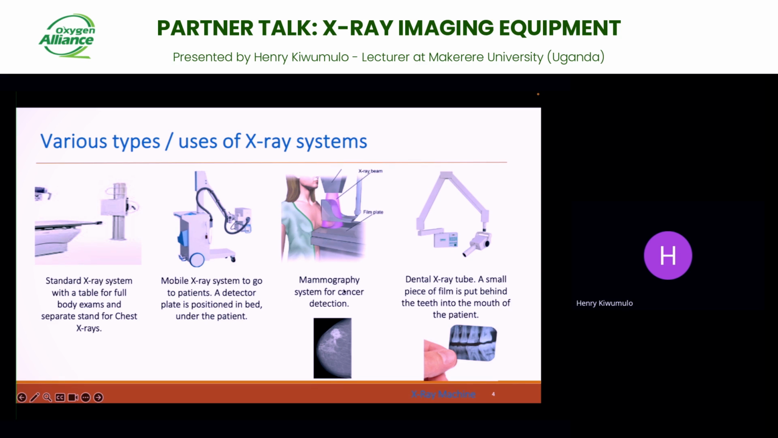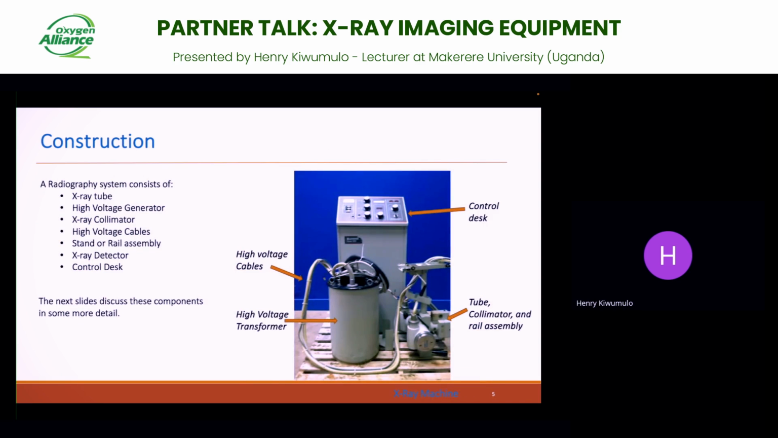We have the mammography systems. These are normally for scanning the breasts and sometimes for cancer. Then, of course, we also have the dental X-ray types, where a small piece of film is put just behind the teeth into the mouth, and then you are able to X-ray and get the dental stature of the patient. So the construction is generic, but of course what changes is basically the design.